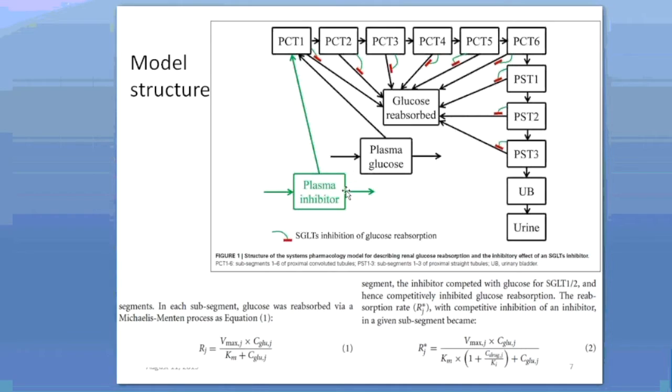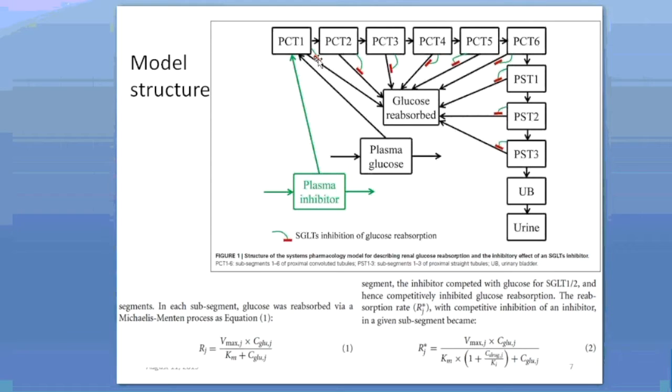In the presence of an SGLT2 inhibitor, the inhibitor is filtered and transferred along the proximal tubules in the same manner as glucose. And at each subsegment of the proximal tubules, the inhibitor intervenes with glucose reabsorption.